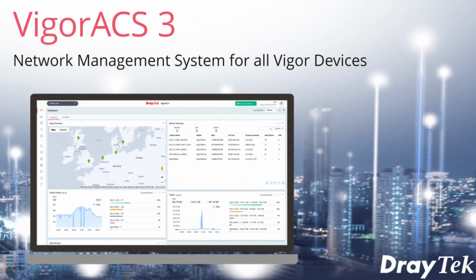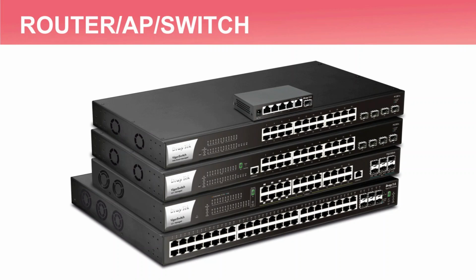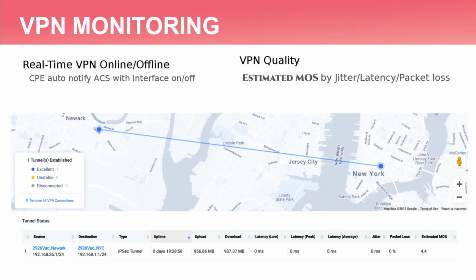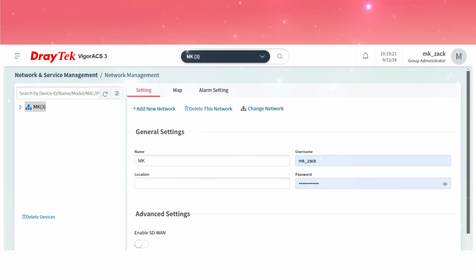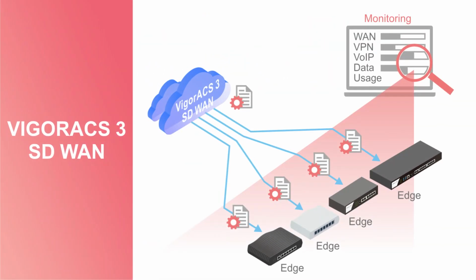VigorACS 3 is DrayTek's network management system, which supports all DrayTek routers, access points, and switches, providing an integrated platform for configuration, monitoring, and management. It is also the core of the DrayTek SD-WAN solution to monitor, push configuration, and provision to the edge router.